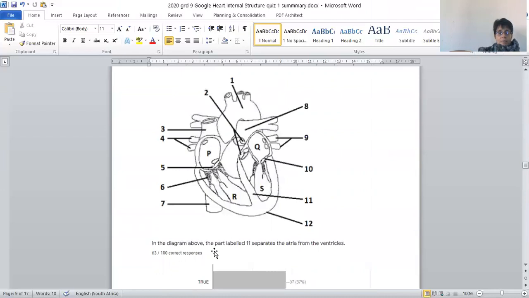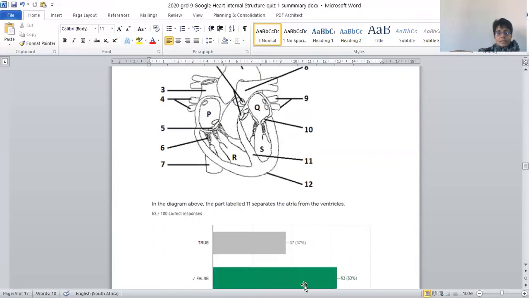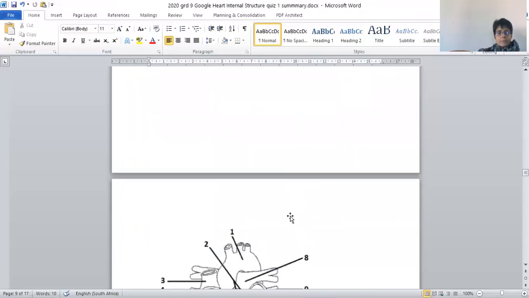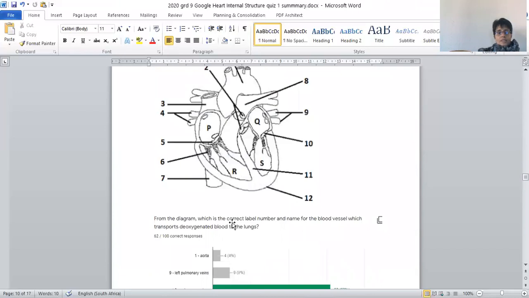Right. The part labeled 11 separates the atria from the ventricles. Okay, 11, that's the septum. That's actually going to separate the right side from the left side. So the answer is false. That was a trick question. I made it difficult purposely. I worded it differently. Right, now, which is the correct label, number, and name?